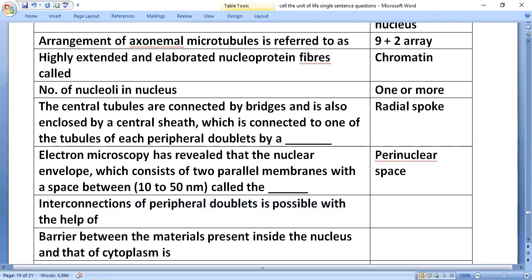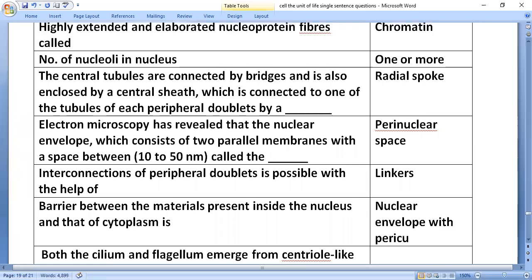Interconnections of the peripheral doublets are possible with the help of linkers. The barrier between the materials present inside the nucleus and those of the cytoplasm is the nuclear envelope, which encloses the perinuclear space.